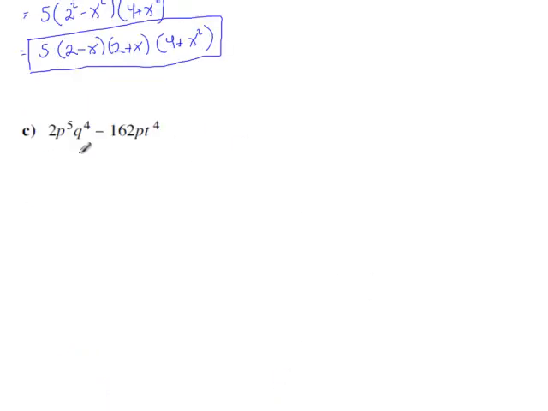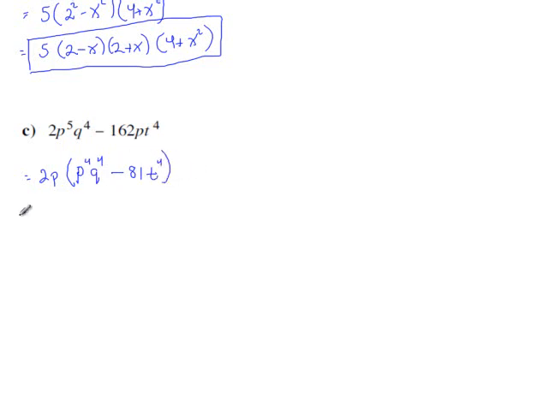Part C, looking for common factors. Looks like both of these are divisible by 2 and by p, so your common factor is 2p. 2p to the fifth q to the fourth divided by 2p: 2 divided by 2 is just 1, p to the fifth divided by p is p to the fourth, so you get p to the fourth q to the fourth. Then negative 162 t to the fourth divided by 2p: negative 162 divided by 2 is negative 81, p divided by p is 1, and you get 81 t to the fourth.